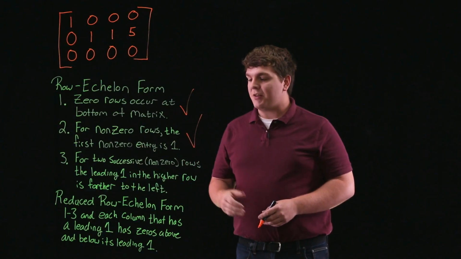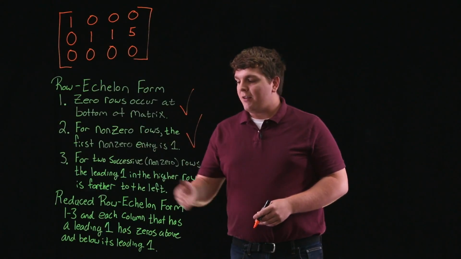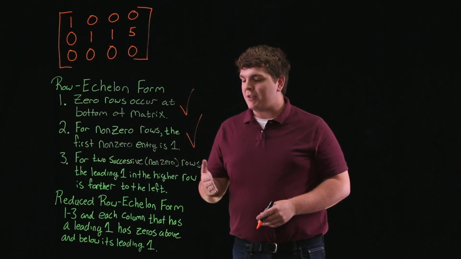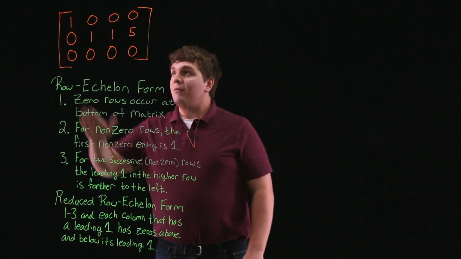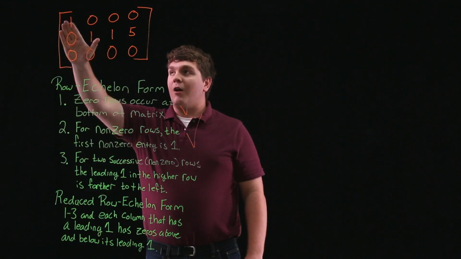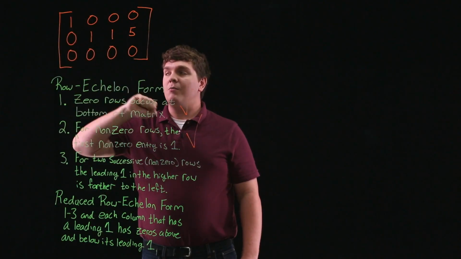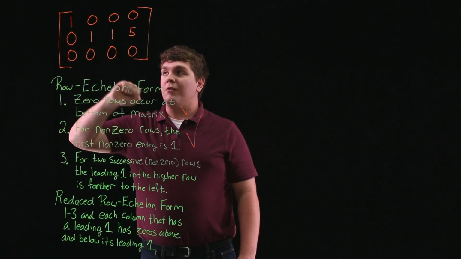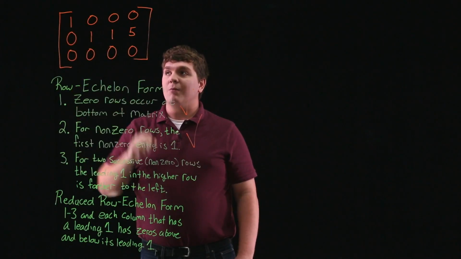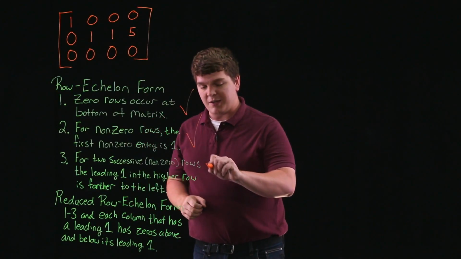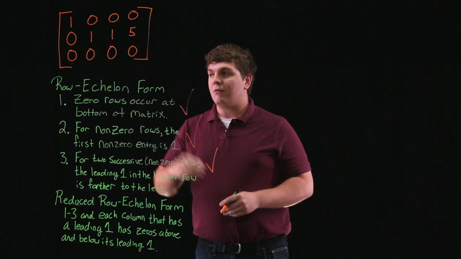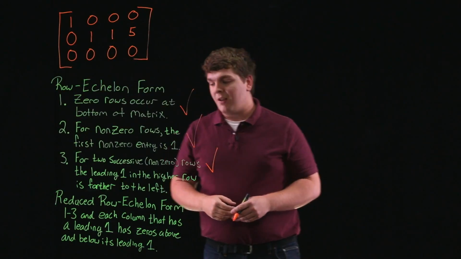Third, for any two successive non-zero rows, the leading 1 in the higher row is farther to the left than the one in the lower row. So again, looking at our top row, our 1 occurs in the first column, and looking at our second row, the 1 appears in the second column. So we satisfy the third condition. So we are in row echelon form.